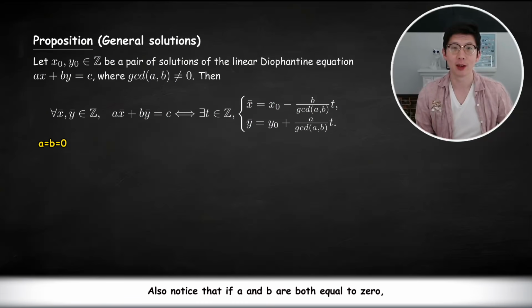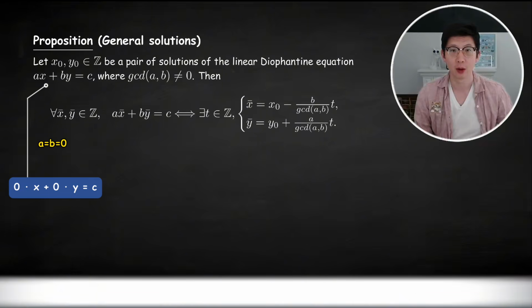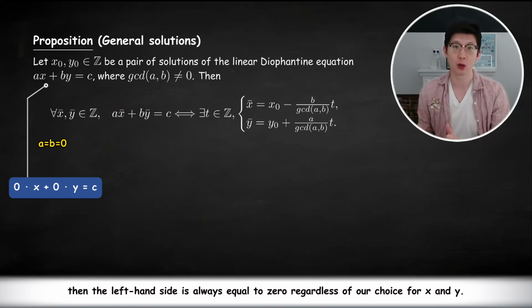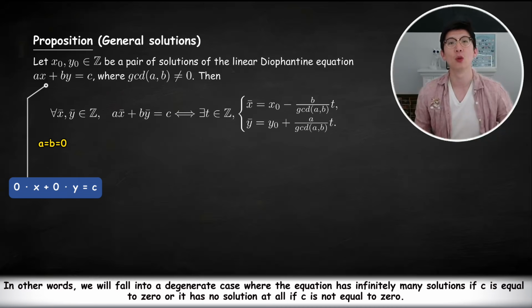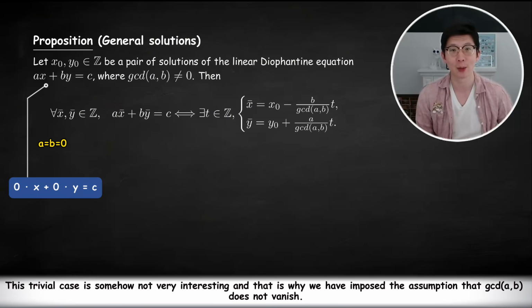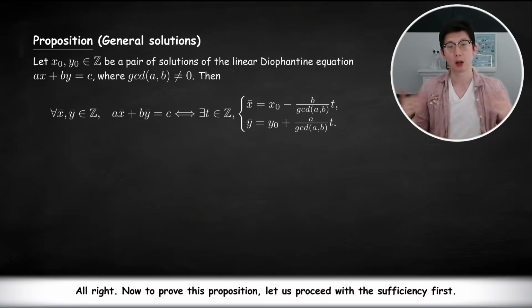Also notice that if a and b are both equal to 0, then the left-hand side is always equal to 0, regardless of our choice for x and y. In other words, we will fall into a degenerate case where the equation has infinitely many solutions if c is equal to 0, or it has no solution at all if c is not equal to 0. This trivial case is somehow not very interesting, and that is why we have imposed the assumption that GCD(a,b) does not vanish. Alright, now to prove this proposition, let us proceed with the sufficiency first.